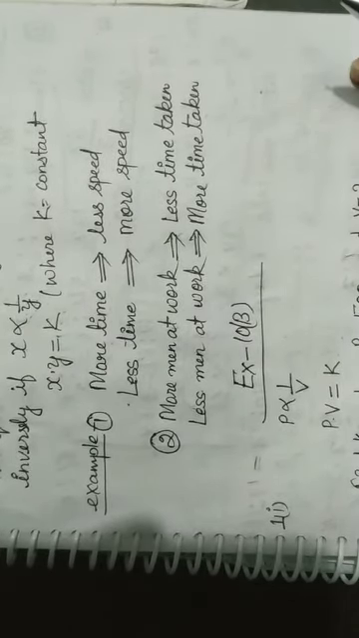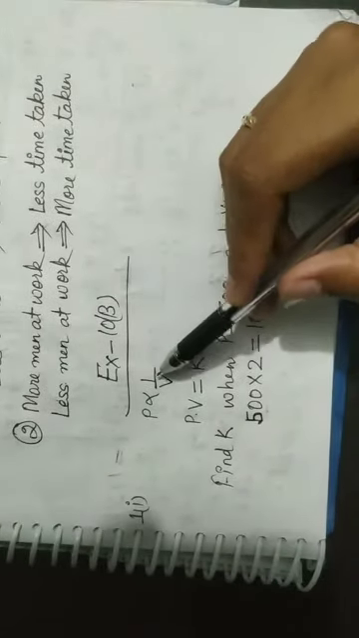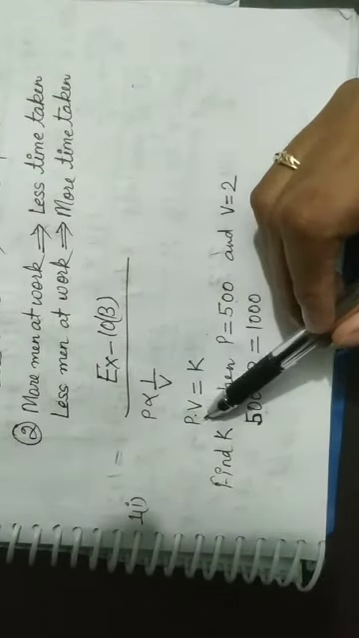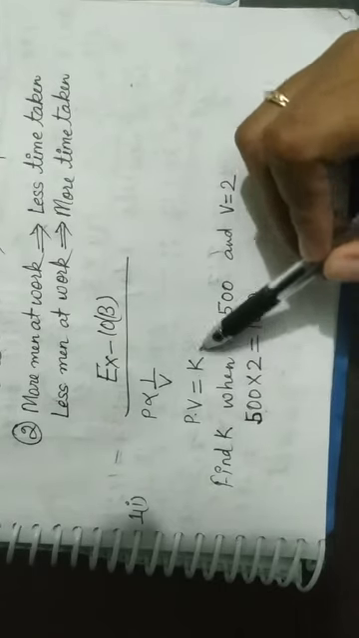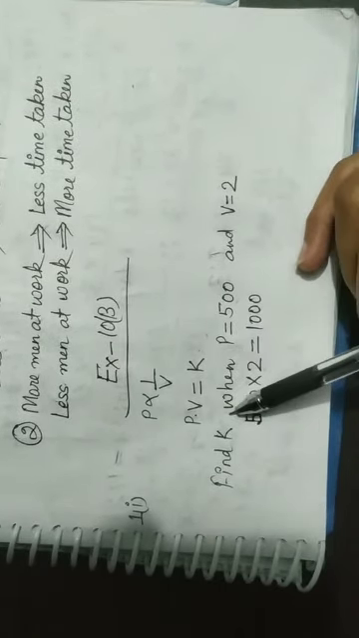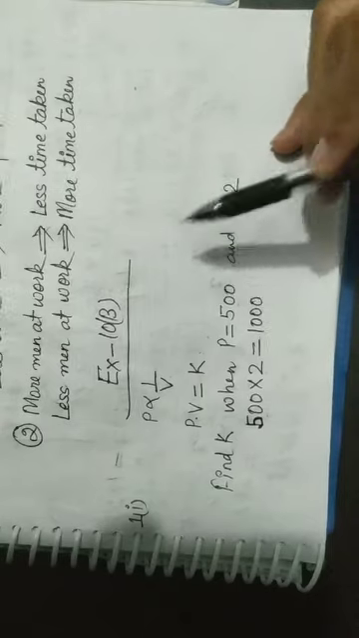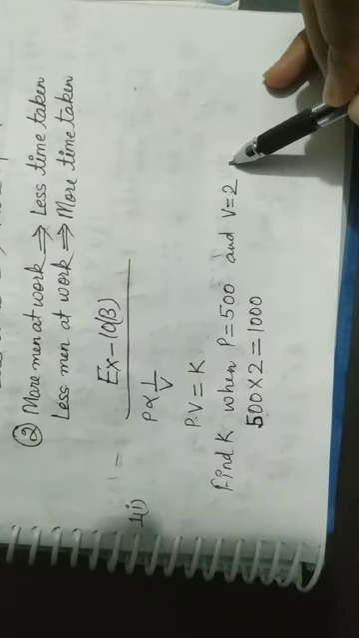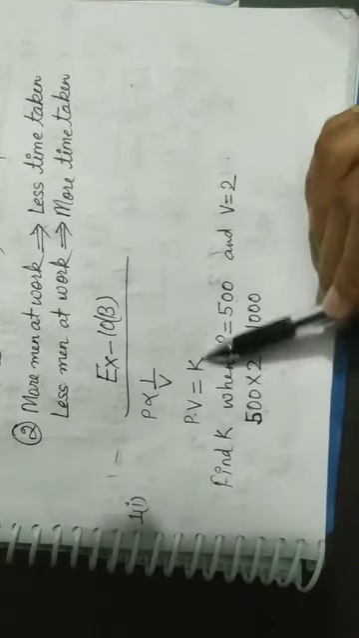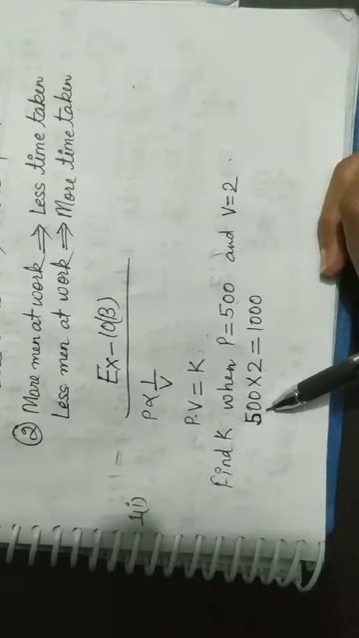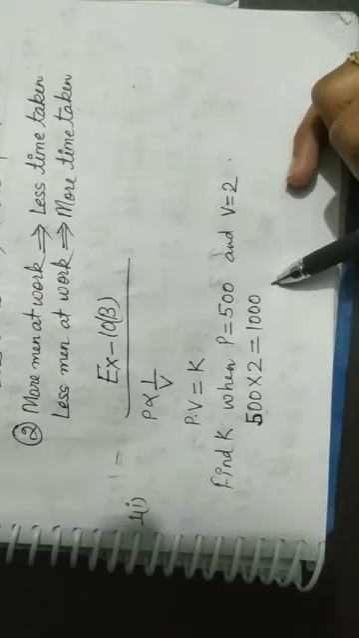Let's start with one example. Here P is inversely proportional to V. So we get a constant K: P into V equals K. Now we have to find the value of K when P equals 500 and V equals 2. Here we put the values of P and V. So 500 into 2 will be 1000, which is the value of K.